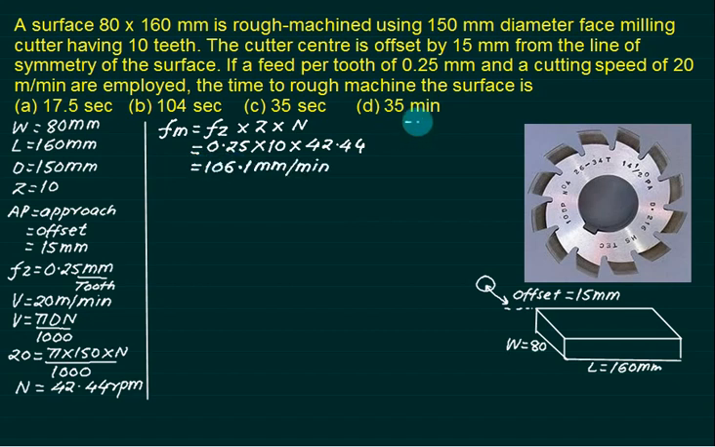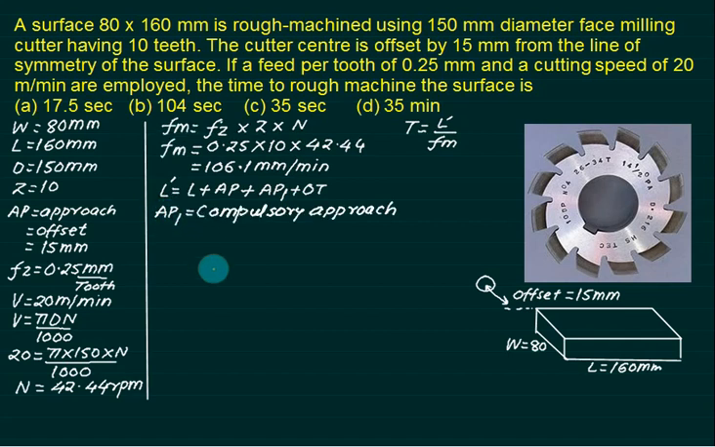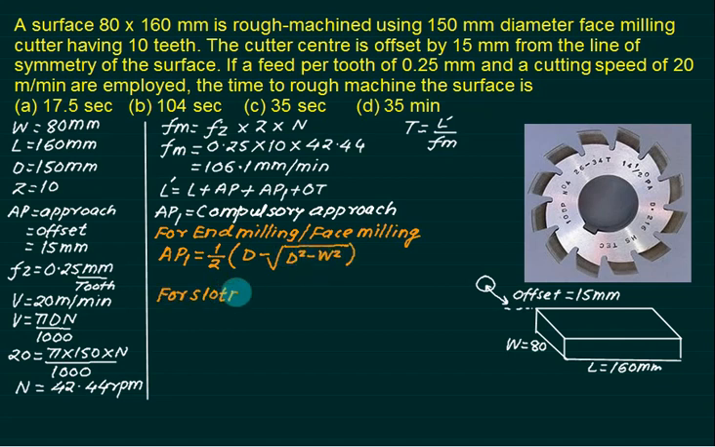So total length of the job L' is equal to length of job plus approach plus compulsory approach plus over travel. Approach is given as 15. Compulsory approach we can calculate. Over travel you have to neglect. For face milling, the compulsory approach is AP1 equal to 1/2 (D minus under root of D square minus width square). Whereas for slot milling or peripheral milling that we have just seen, the compulsory approach is under root of d into (D minus d).